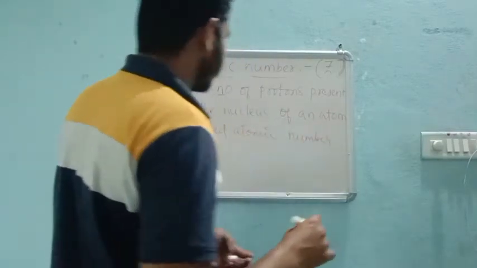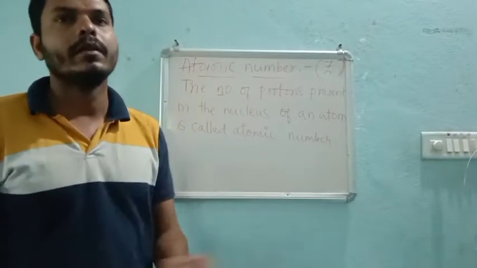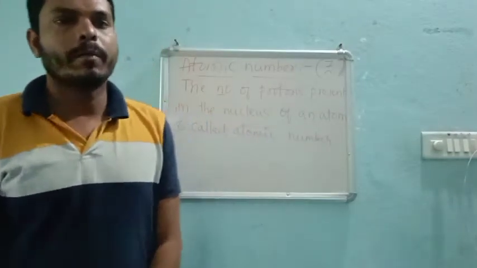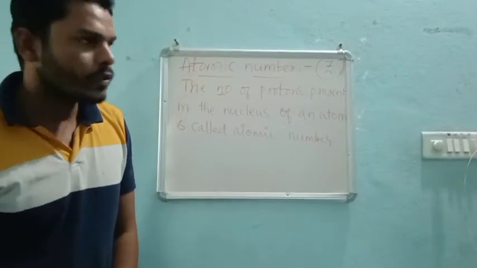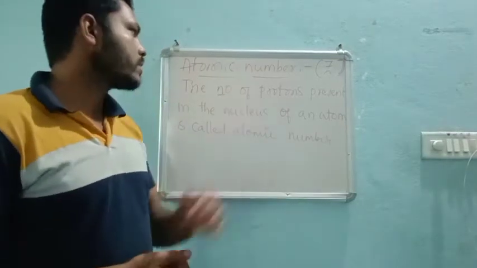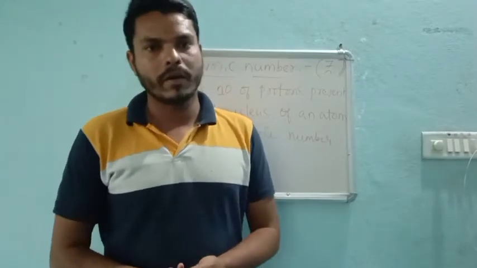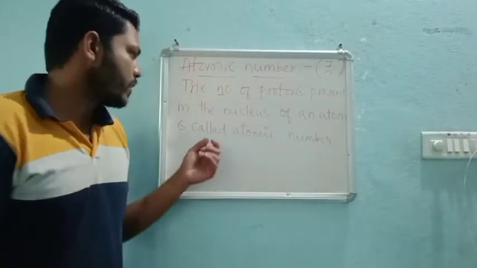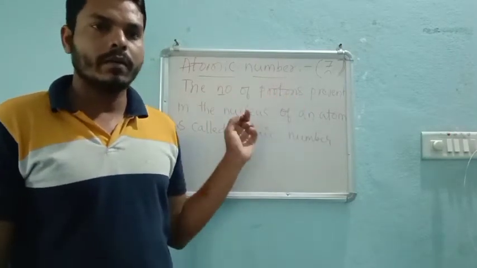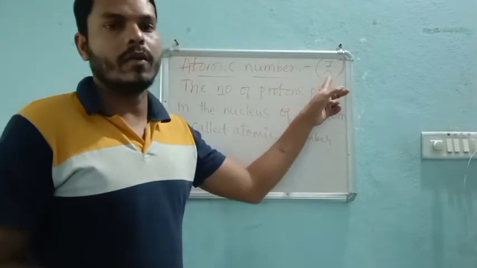That means in our nucleus we have two fundamental particles, protons as well as neutrons. Based on the number of protons present in the nucleus, we get the atomic number of a particular element or atom. So the number of protons present in the nucleus is nothing but the atomic number, and it is denoted by the letter Z.